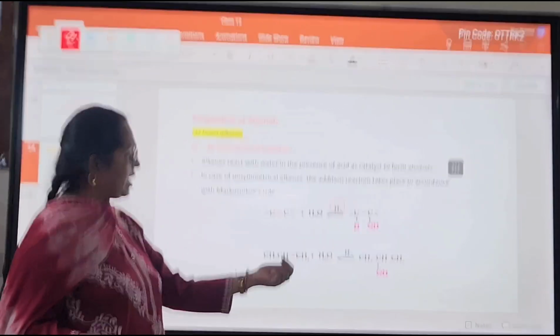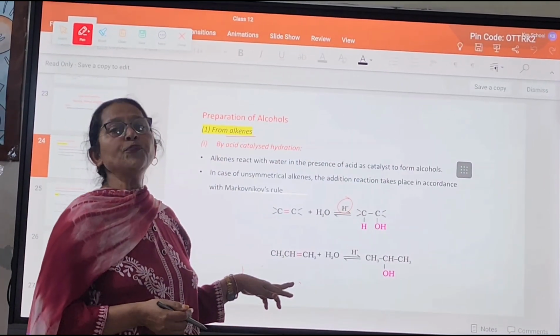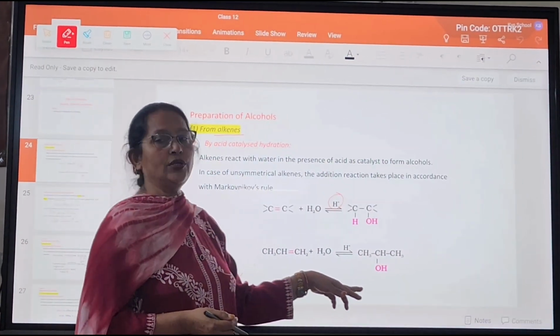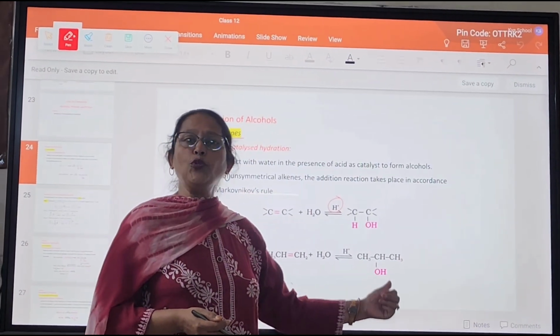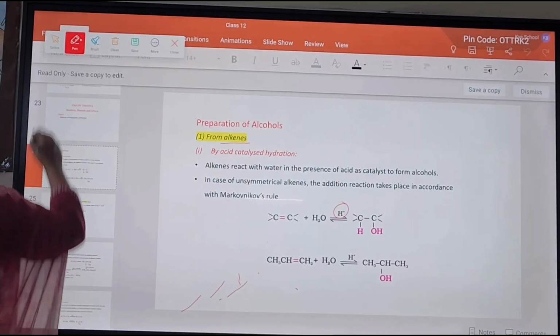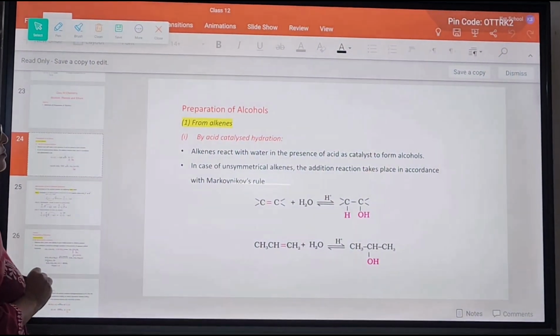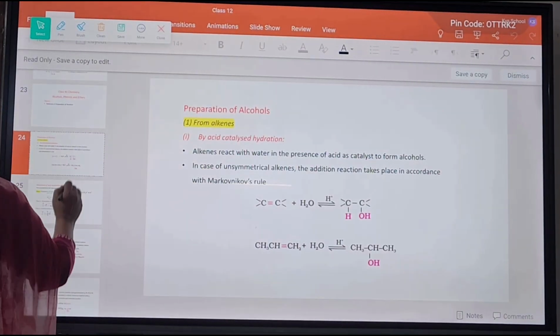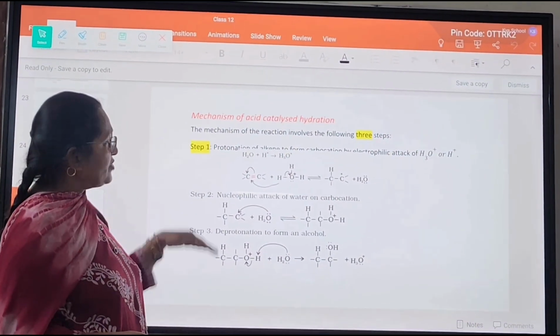We can take unsymmetrical alkenes as well, but the addition of water takes place as per Markovnikov's rule. Propene gives us propan-2-ol. Hydration of ethene is as follows.